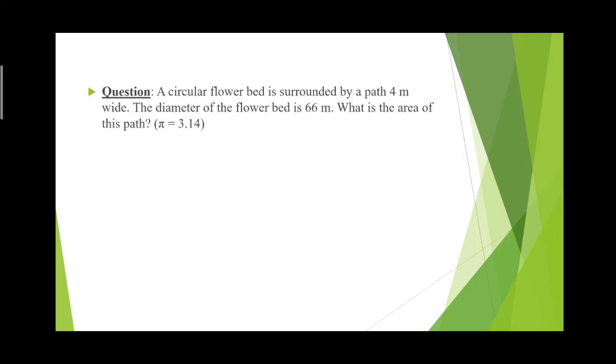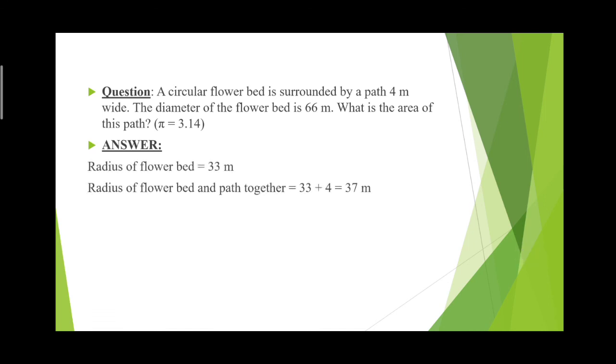Let's see another one. A circular flower bed is surrounded by a path 4 meter wide. The diameter of the flower bed is 66 meter. What is the area of this path? Use pi is equal to 3.14. Answer. Radius of the flower bed is equal to 33 meter, and the radius of the flower bed and path together is equal to 33 plus 4 is equal to 37 meter.